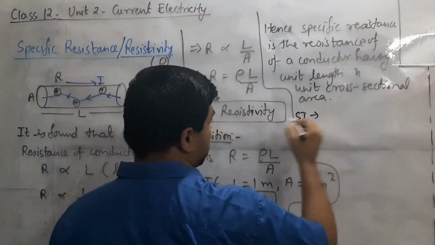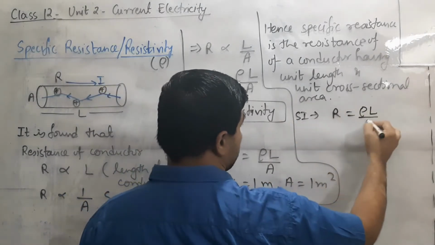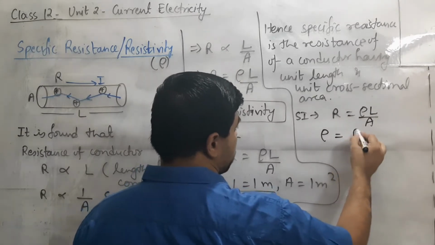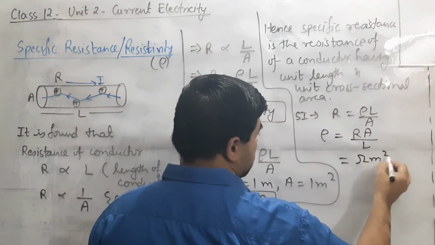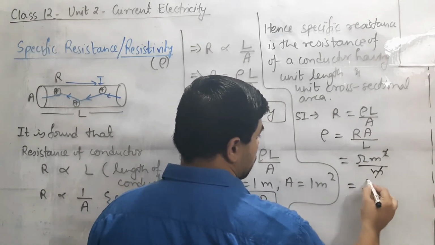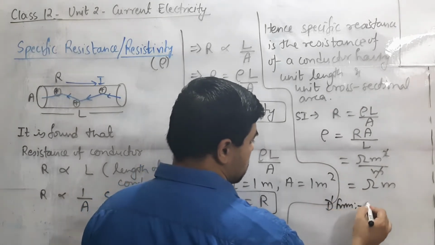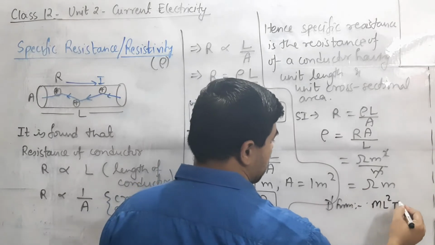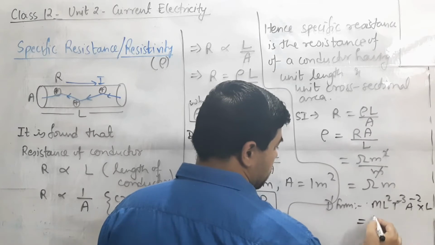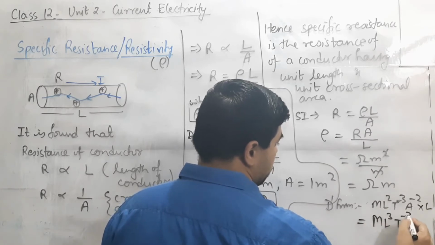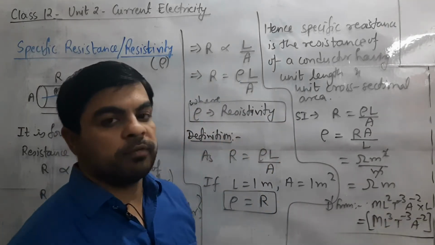Then SI unit, if required to give, then again we will use the same formula, R equals rho L upon A. After cross multiplication we will get rho equals RA upon L, and from that ohm, area is meter square and length is meter, so it will be ohm meter. If we need to give its dimensional formula, for resistance, that is ohm, we have already written ML^2 T^-3 A^-2, into meter is L, so L and L will be ML^3 T^-3 A^-2. This would be the dimensional formula for the resistivity.